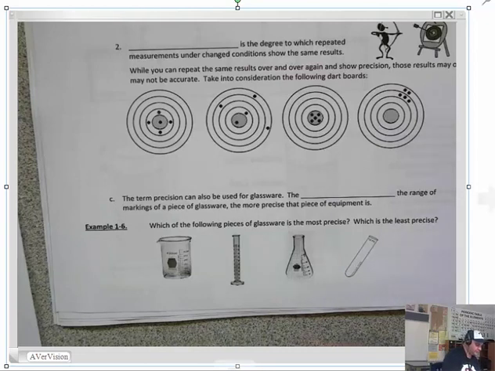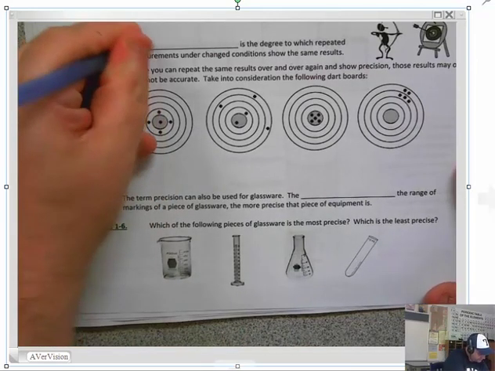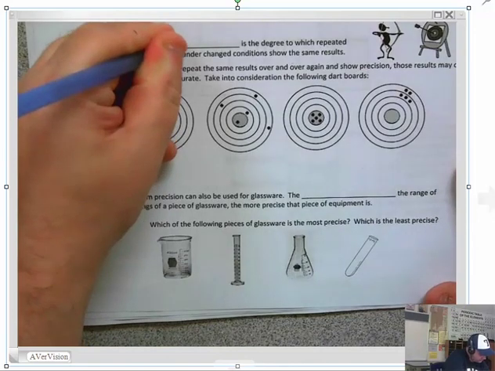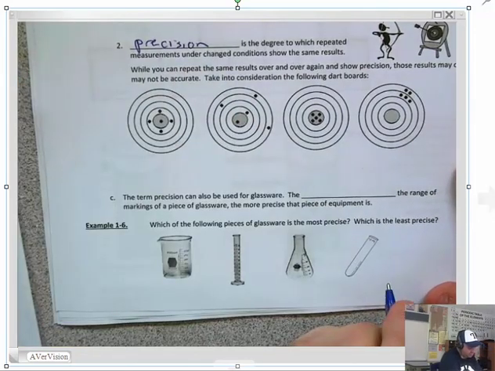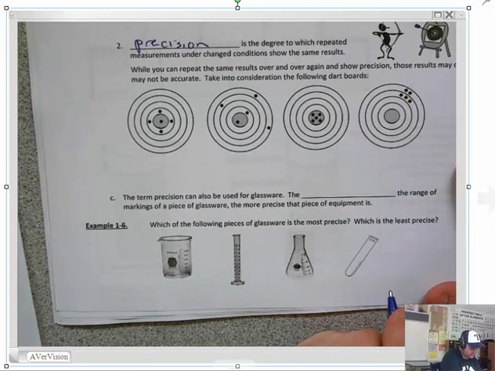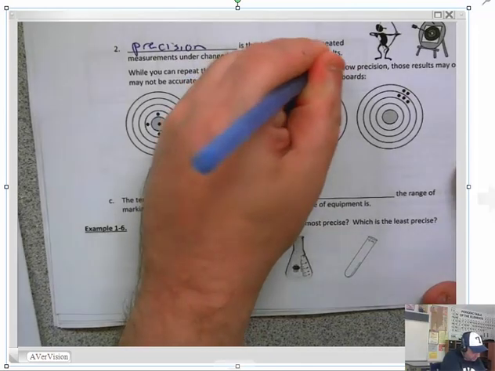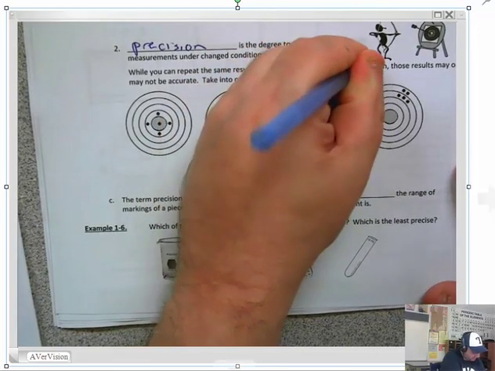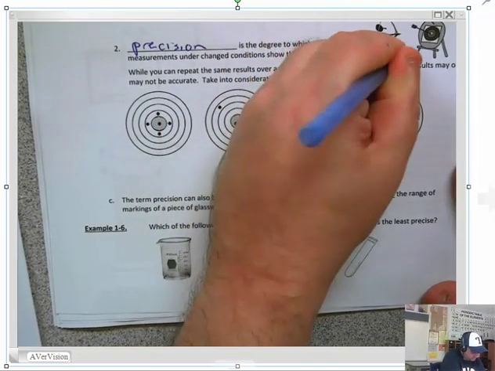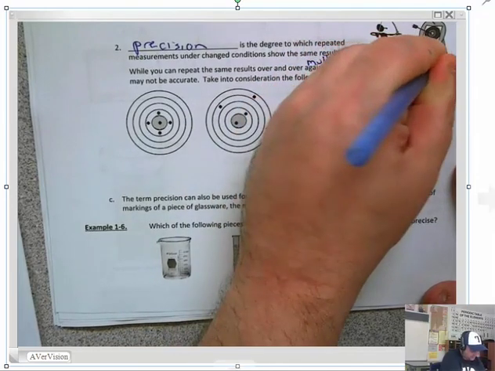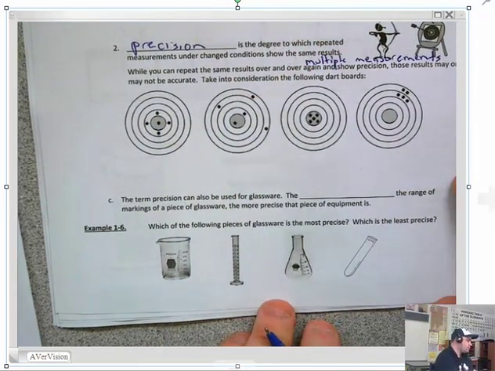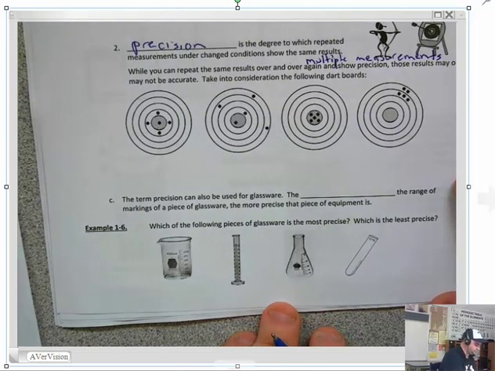Here we're going to go over precision and measurement. So first of all, we have to define what precision is. Precision is the degree to which repeatable measurements under the same conditions show the same results. You have to have multiple measurements to determine precision. If you do not have multiple measurements, you cannot determine precision.